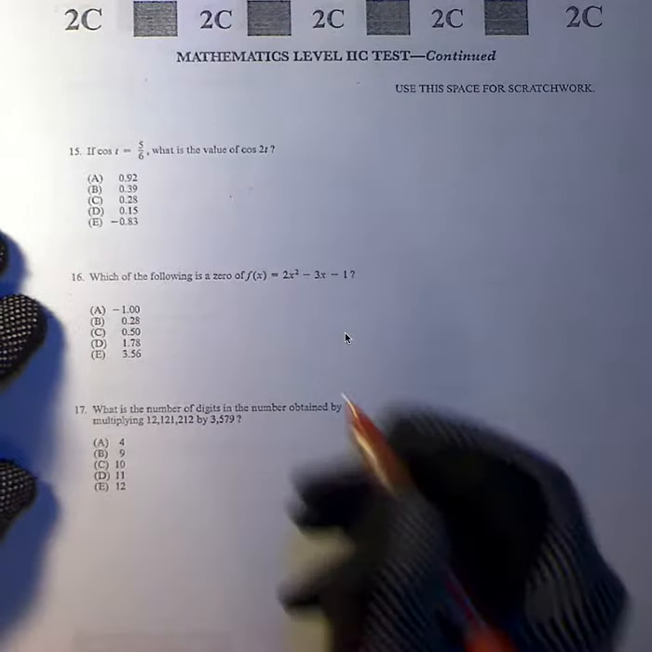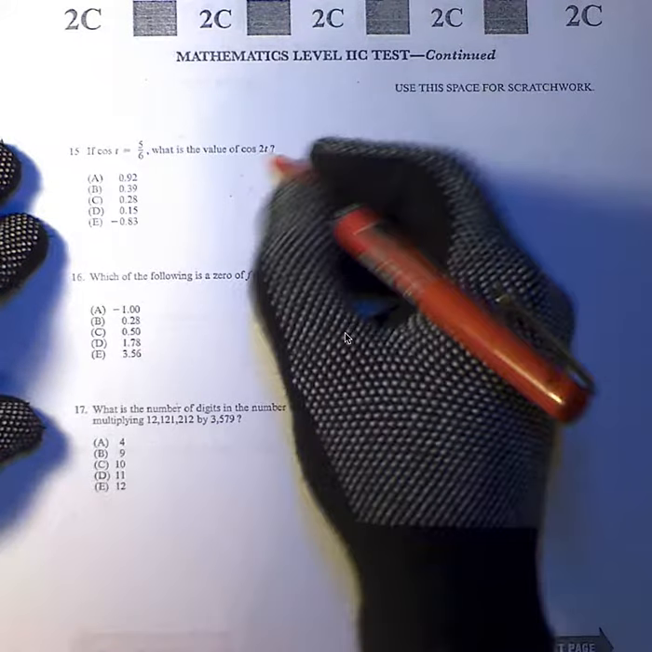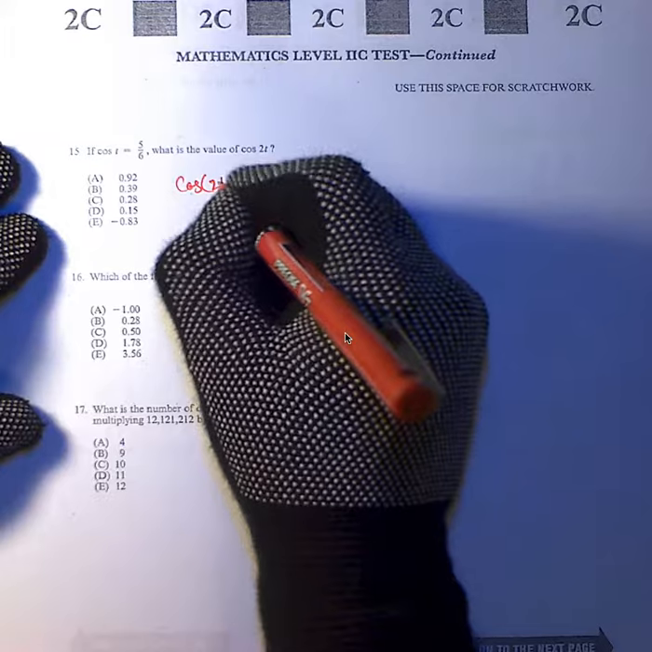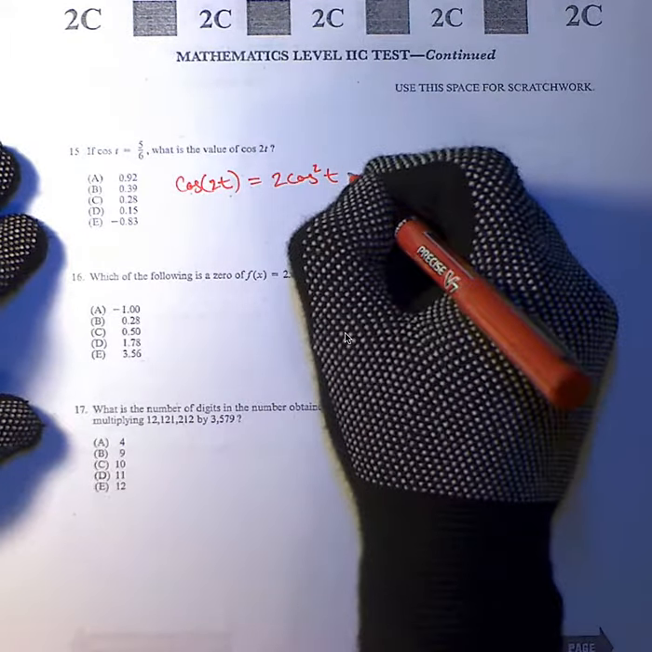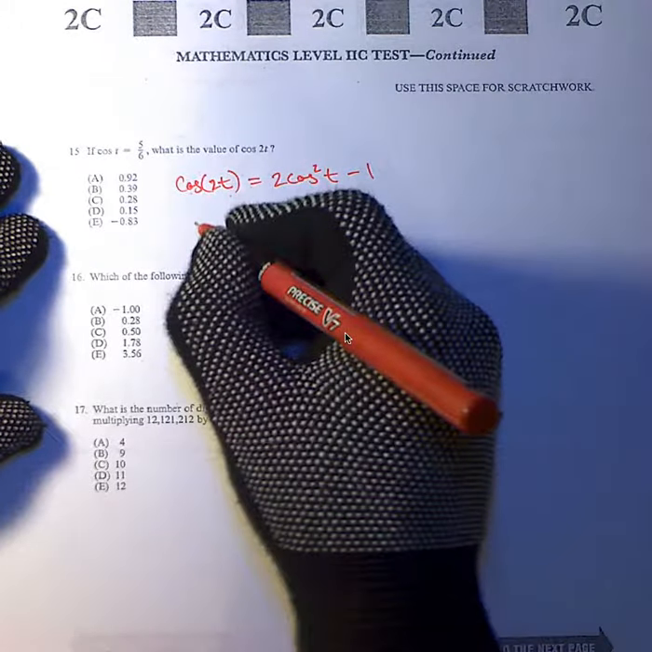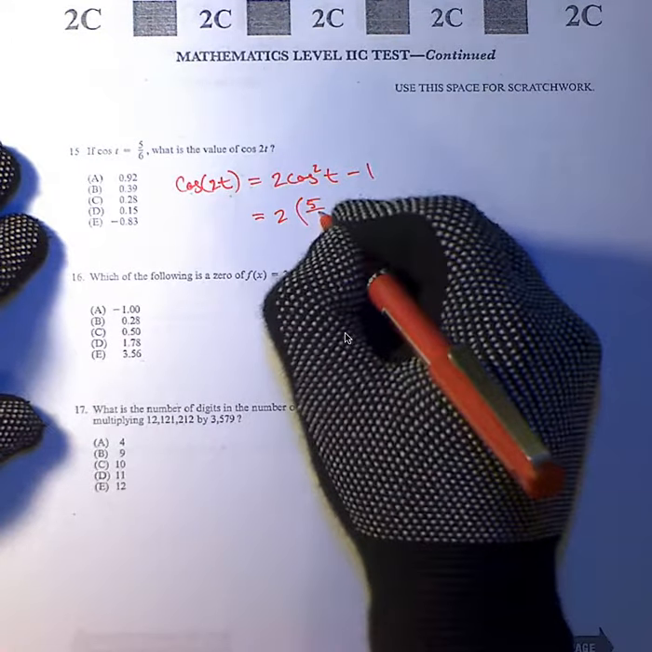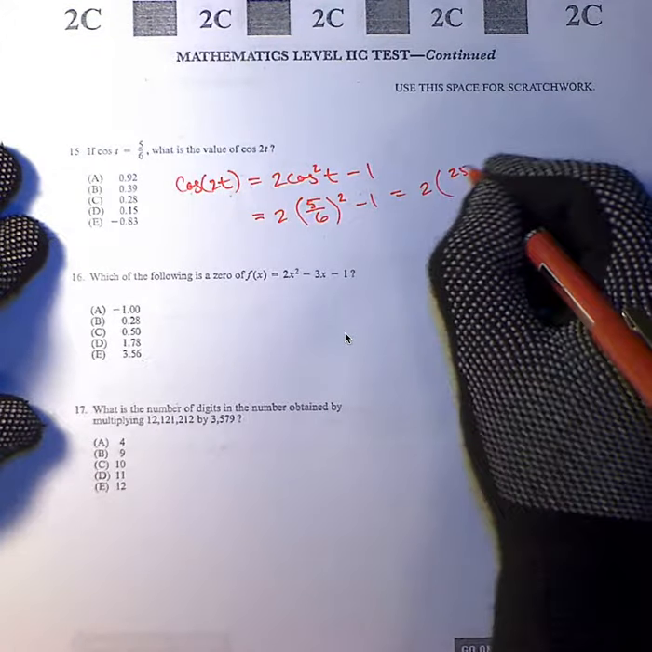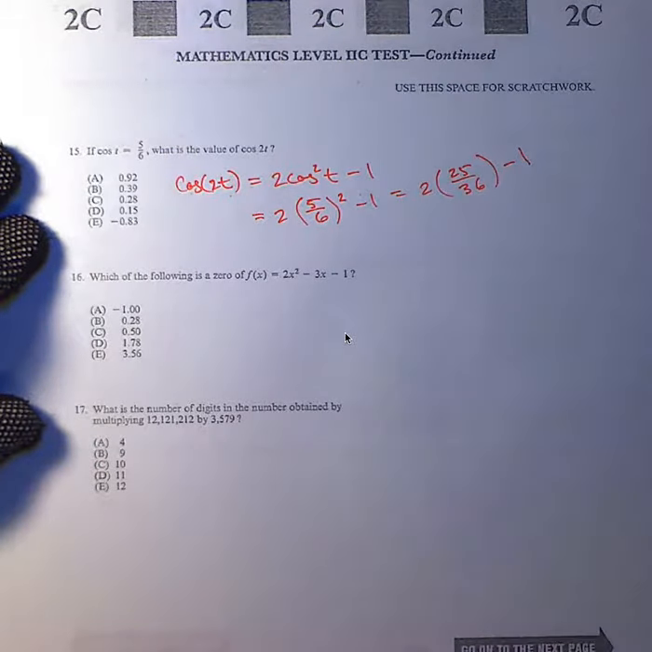Well, one way to do it is you could be really nerdy and remember the cosine double angle formula, which I do. So cosine 2t is equal to 2 cosine squared t minus 1, right? Therefore this cosine 2t you're asked for is 2 times 5 over 6 squared minus 1, which is 2 times 25 over 36 minus 1. You really don't have to do all this, but you can if you want.